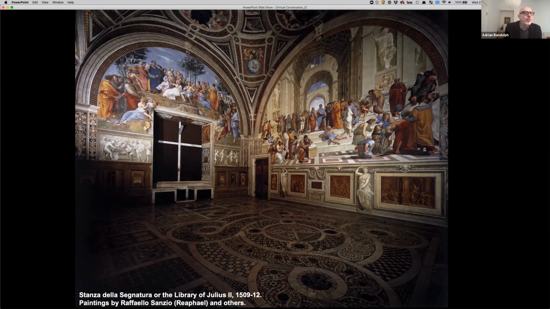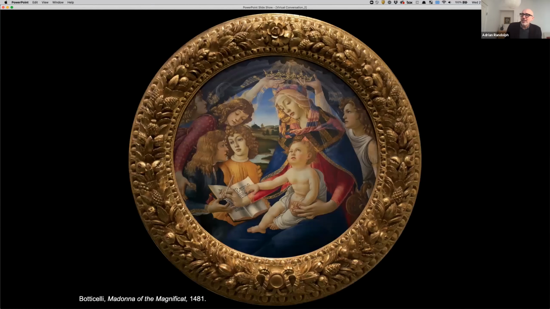Is the pomegranate that Jesus is holding symbolic of anything in the painting? Sorry, I didn't mention that. Yeah, it is actually. There are various theories of the pomegranate. Some people would say, well, it's just a fruit. Other people say it's symbolic of the heart.